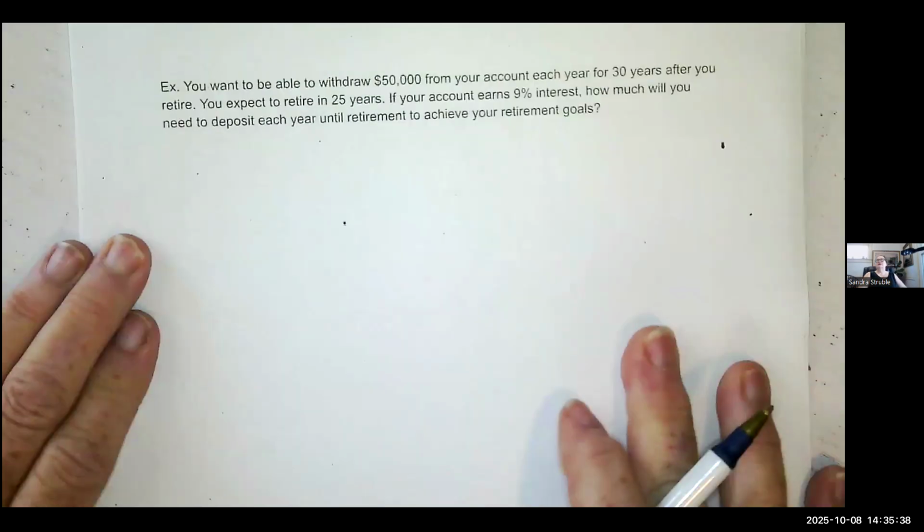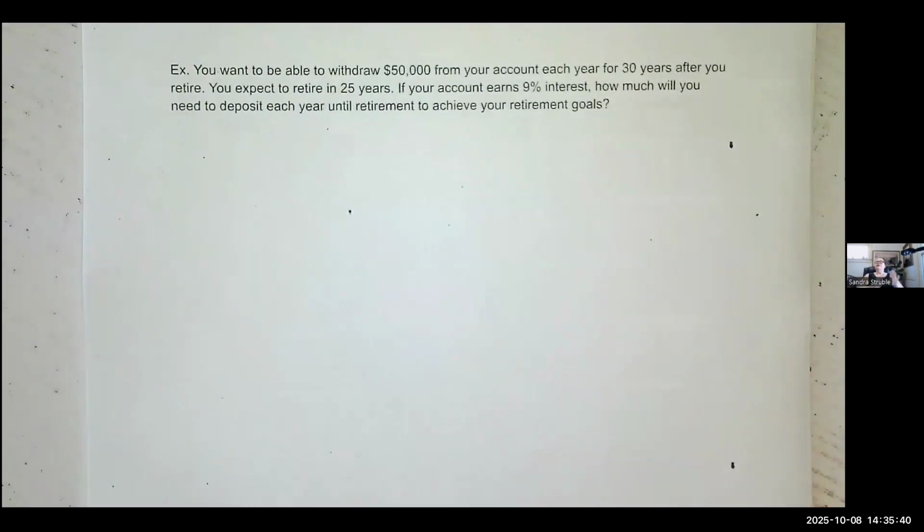This next one, this is a homework problem that I would never do to you like this. This is huge. So you want to be able to withdraw $50,000 from your account each year for 30 years after you retire. You expect to retire in 25 years. If your account earns 9% interest, how much will you need to deposit each year until retirement to achieve your retirement goals?